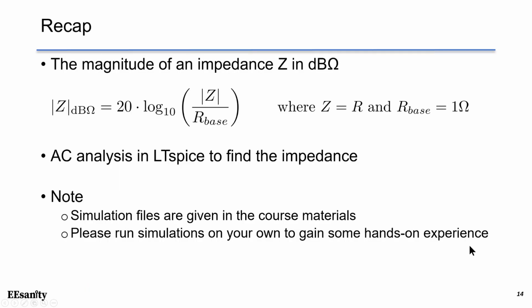A quick overview for this lecture. In this lecture, we talk about magnitude of an impedance Z or impedance R in dB ohm. This is an important concept in this course for AC domain analysis. We did some simulation in LT-SPICE using AC analysis to find the impedance over a resistor. Remember to run some simulation on your own to gain some hands-on experience.